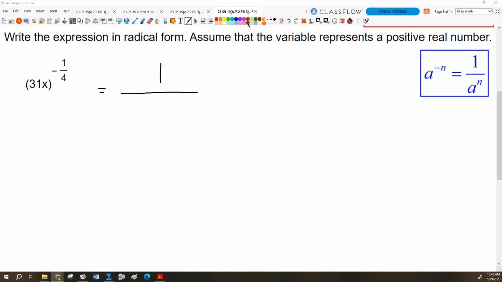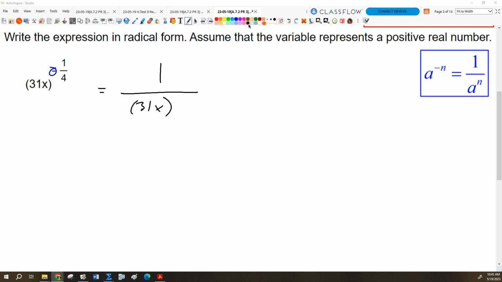Right, so let's not even worry about the radical yet. Let's just, like, what does just that one property do? Let's break this down into really small steps, bite-sized pieces here. All we did here was deal with the fact that we have a negative exponent. What did that do? Yeah, so on the bottom, I've got what? 31x. Good, the quantity 31x.